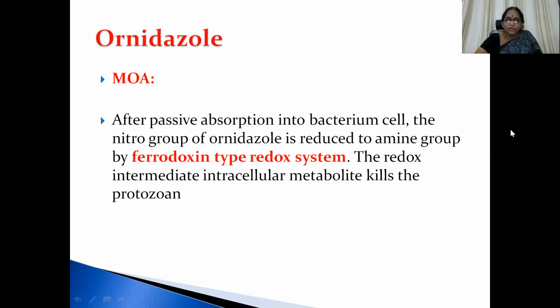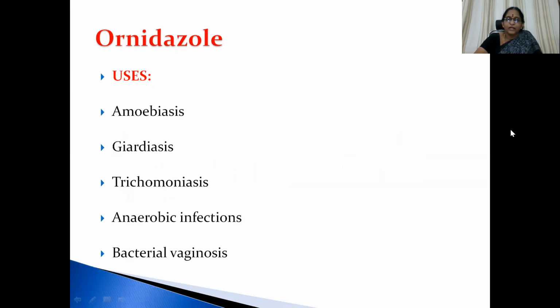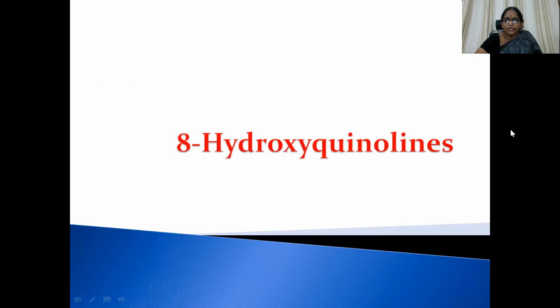And the mechanism of action of this molecule is similar to the others that we have just discussed. After passive absorption into the bacterial cell, the nitro group of ornidazole is reduced to an amine group by a ferredoxin-type redox system. The redox intermediate intracellular metabolite kills the protozoa, the same as metronidazole. And indications are amoebiasis, giardiasis, trichomoniasis, anaerobic infections, and bacterial vaginosis. There is a different sort of treatment regarding Trichomonas vaginalis and bacterial vaginosis, so we may discuss that when we go to some other topic. This is not the right area right now.